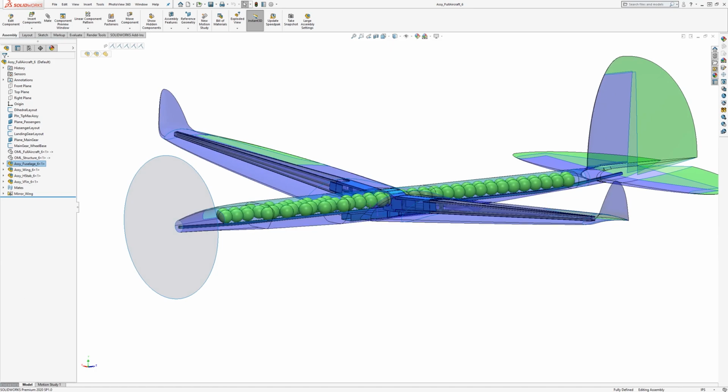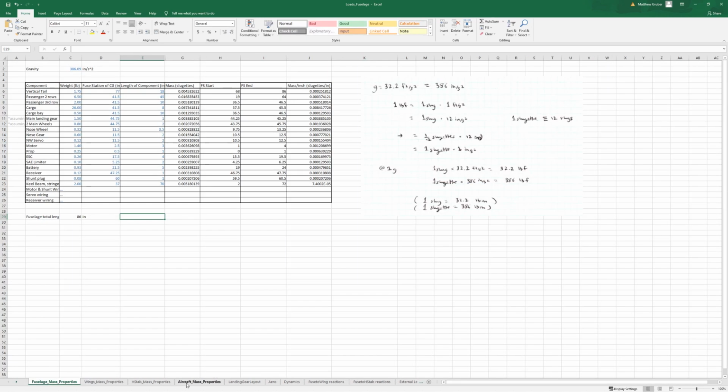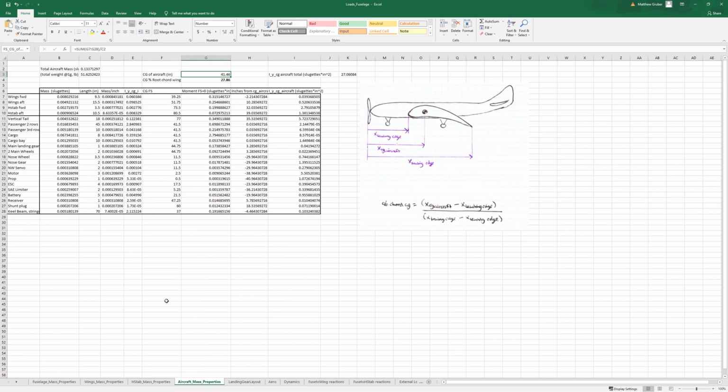So throughout this series, we're gonna go through this self-contained Excel sheet that goes from A to Z to calculate the fuselage internal loads. The loop starts off at the mass properties. So that's where we're going to start off in the next video.